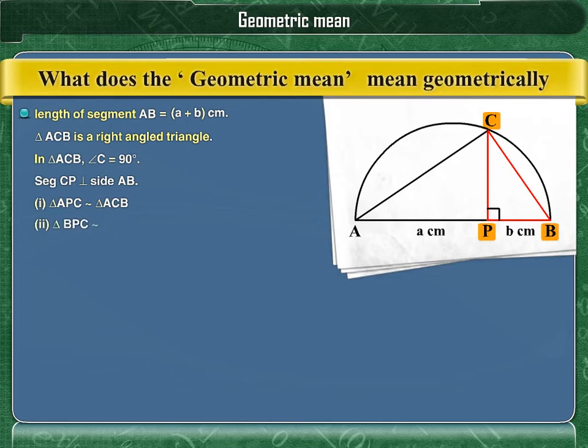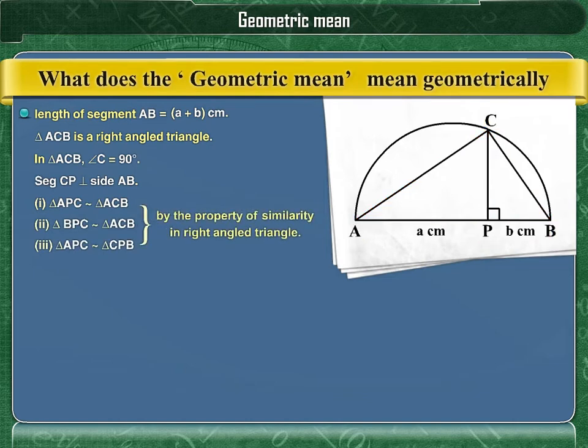Triangle BPC is similar to triangle ACB. And triangle APC is similar to triangle CPB. We will consider the similar triangles triangle APC and triangle CPB. Therefore, AP upon CP is CP upon PB, since they are the corresponding sides of similar triangles.